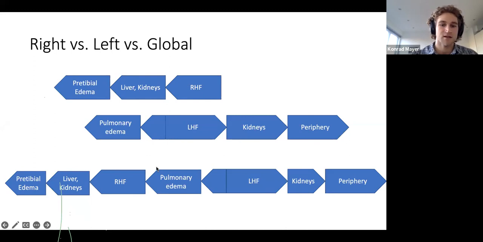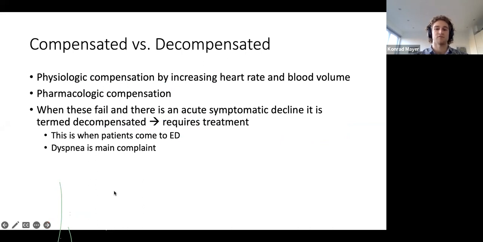Okay, so the next classification, often words used in the clinic, is compensated versus decompensated heart failure. So when our heart starts to fail, we have physiologic mechanisms that compensate for this heart failure by increasing the heart rate and blood volume. Again, heart failure was the insufficiency of the heart to supply organs downstream, and we can enhance or better this by creating more blood so that there's more in the periphery, or by increasing the heart rate.